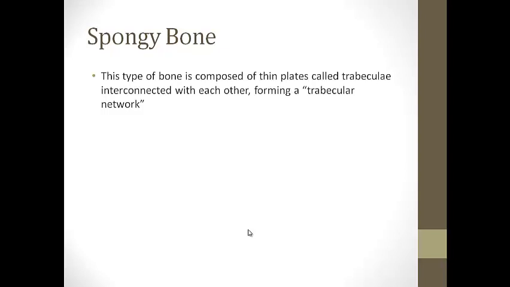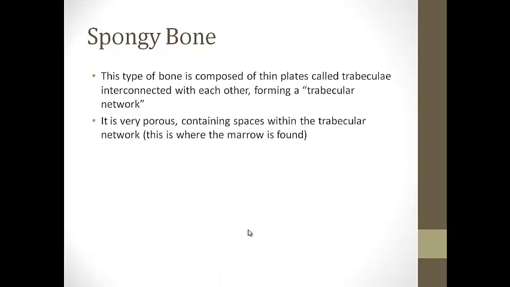So you basically have plates of bone, and these plates are called trabeculae. Trabeculae are interconnected with each other, so you have multiple plates connected to each other, and they form what we call a trabecular network. It is very porous, meaning that it has lots of spaces within the trabecular network. The importance of these spaces is that this is where the bone marrow is found, basically where the blood cells come from.